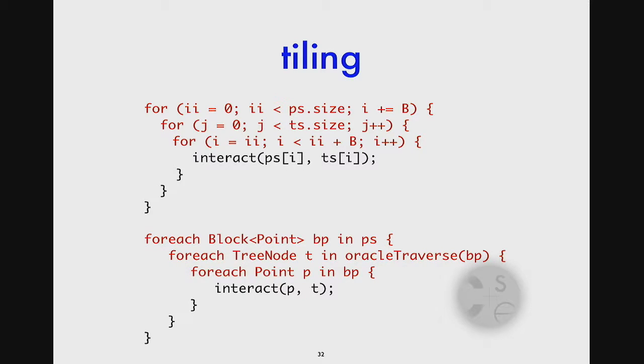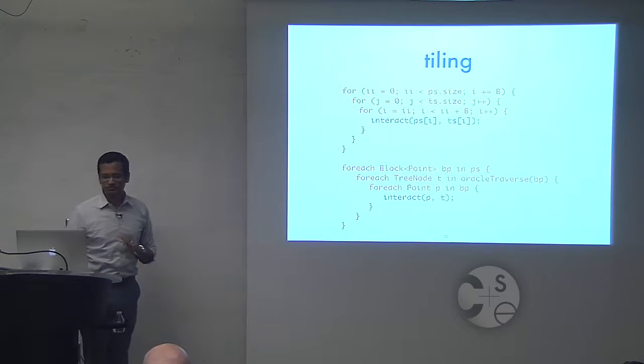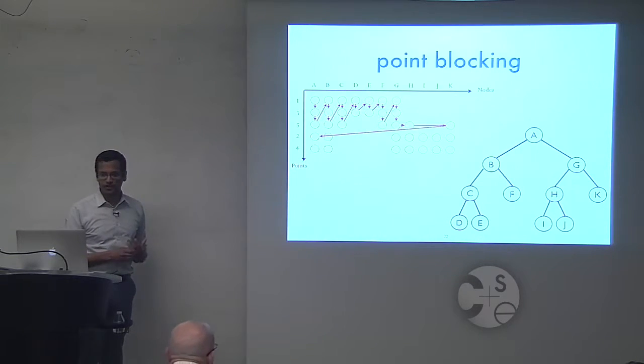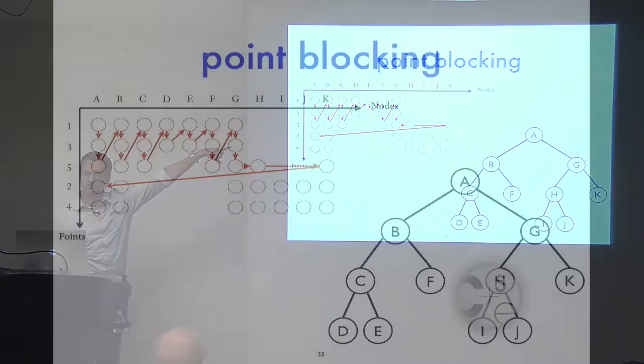And I can actually unfold all my levels of abstraction and see what it should look like if I'm actually talking about trees. What I'm going to do in the tree is take a block of points, and then for every node in the tree, ask the oracle what parts of the tree this block needs to traverse. So what parts of the tree any of the points in this block need to traverse, and then iterate over those parts of the tree and interact with them. Because we're dealing with blocks of points, we call this point blocking. And here's what it does to our iteration space. Here's what it does to our schedule.